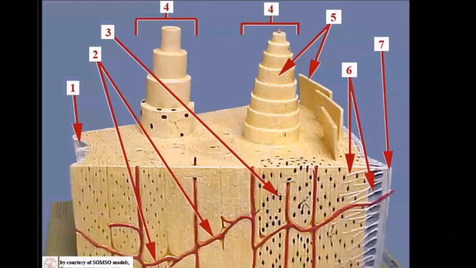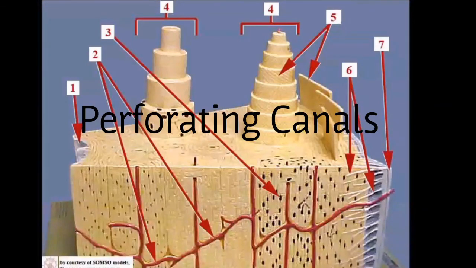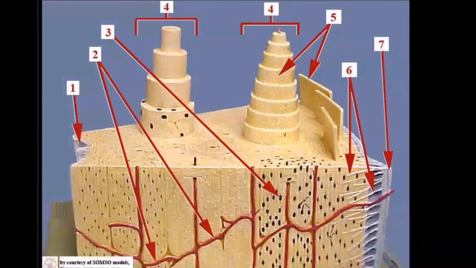So some of the things that we can see here that we couldn't see on the slide are number 2. Number 2 is labeling the perforating canals, and these canals are similar to central canals because they have the blood vessels and the nerves, but they are to connect each osteon.